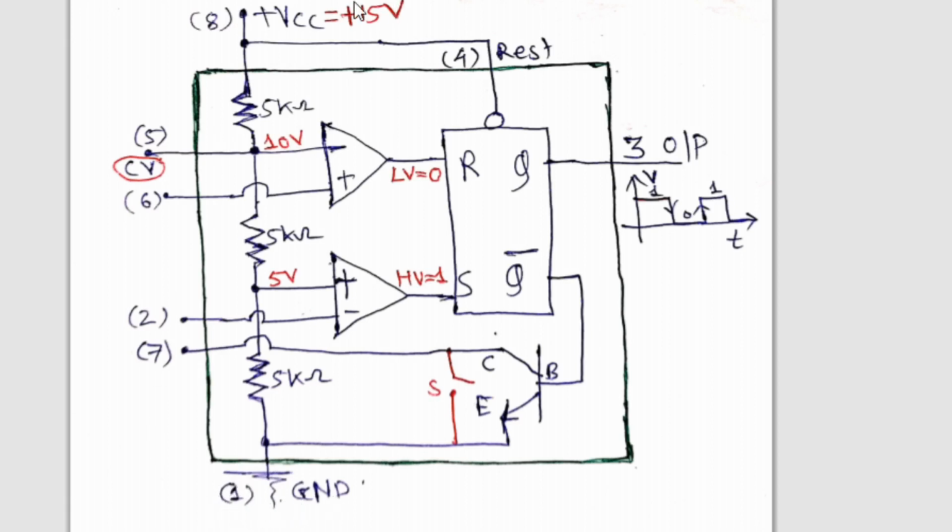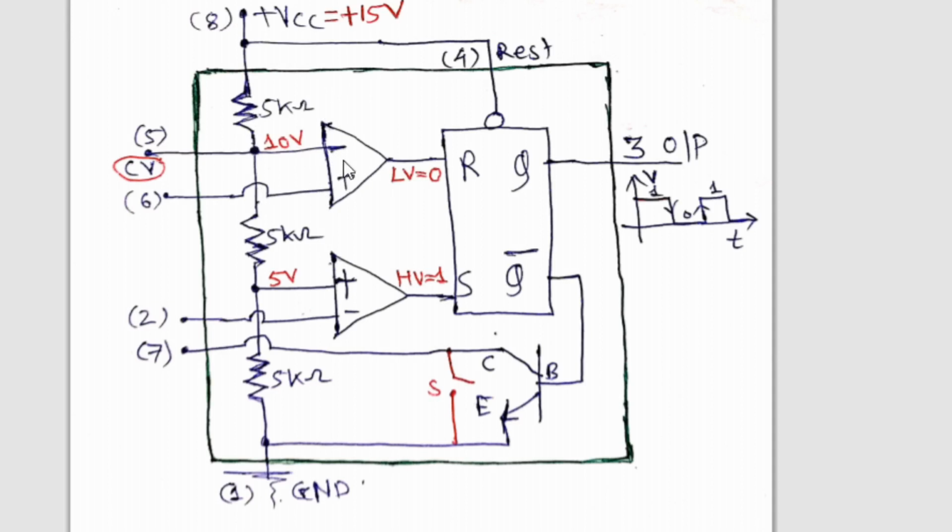When you apply 15 volt over here, these three resistors simply work as a potential divider. At this point 10 volt will come, because 2/3 of 15 volt is 10 volt. 5 volt will come over here, because 1/3 of 15 volt is 5 volt. Now, as I told you in the previous lecture, the upper comparator is drawn such that the minus sign is on the upper side and the plus sign is on the lower side.